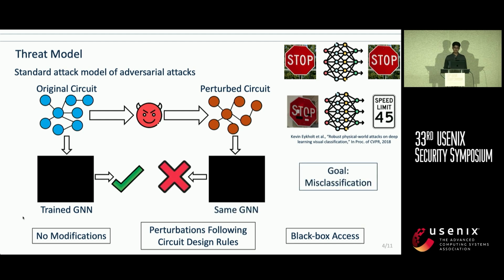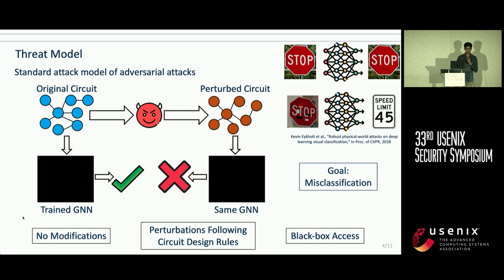And our goal is to achieve misclassification. That's shown in this figure on the left side. Let's say you have this blue original circuit, which is represented as a graph. If you pass that to the trained GNN, the result is a green tick, meaning it classifies the circuit correctly. But as an adversary, we want to perturb that circuit in such a way that the GNN misclassifies it. An example of this could be a Trojan-inserted circuit. I have inserted a Trojan in AES, for example.